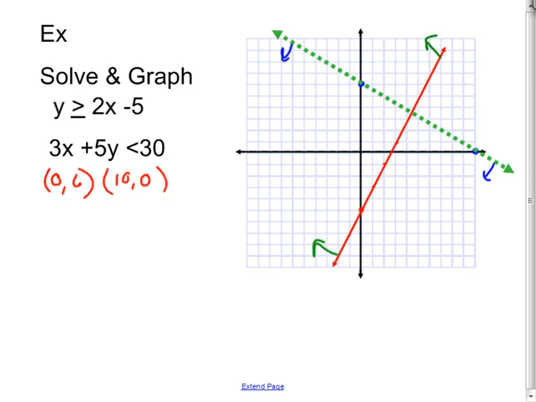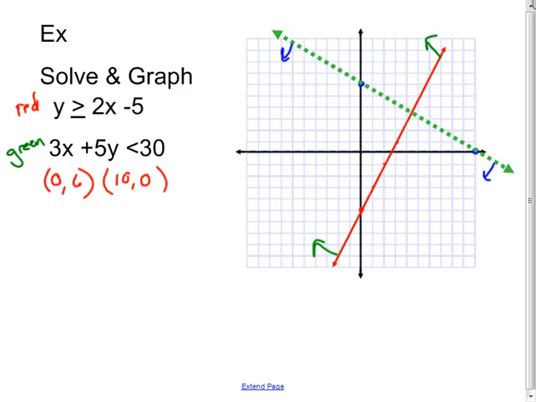So the top one I did in red. And with that one, it's in slope-intercept form. So I graphed my y-intercept and my slope. It's greater than or equal to, which is a solid line. The second one is the dotted green. And that's because it was just less than. I did my intercepts for that, connected the dots.